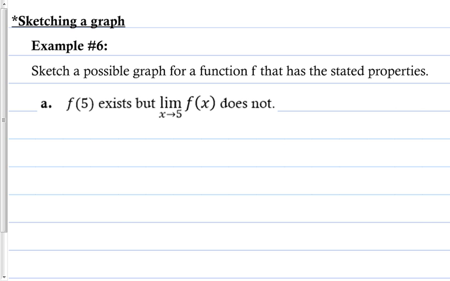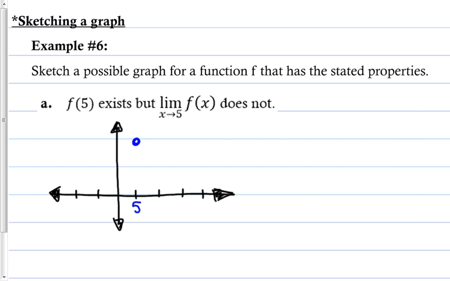Okay, so A says f of 5 exists, but the limit as x approaches 5 of f of x does not. So I have to try to sketch that. The easiest way to do this would be, let's say my graph was going by 5s, and this is 5 right there. So f of 5 exists. That means I actually have a value. Okay, well, let me decide to make the value right here. That is the value of f of 5. The y value doesn't really matter. I don't care what it is. This is just a sketch.